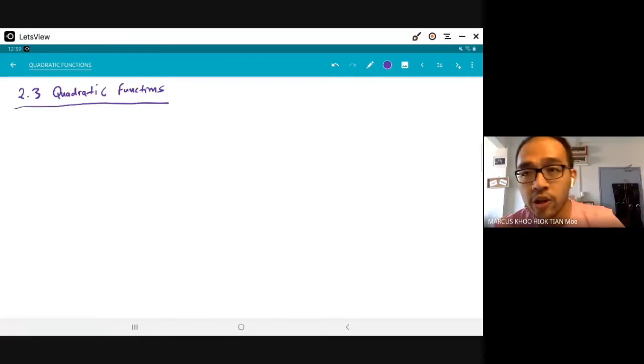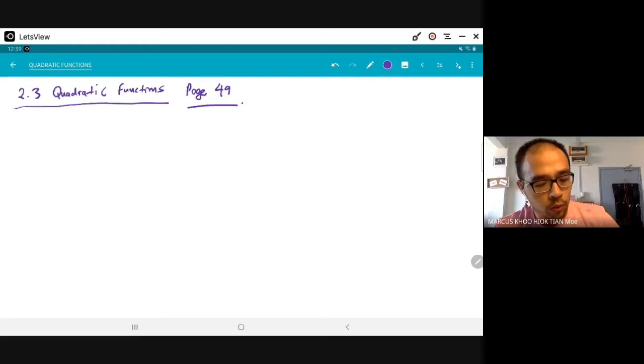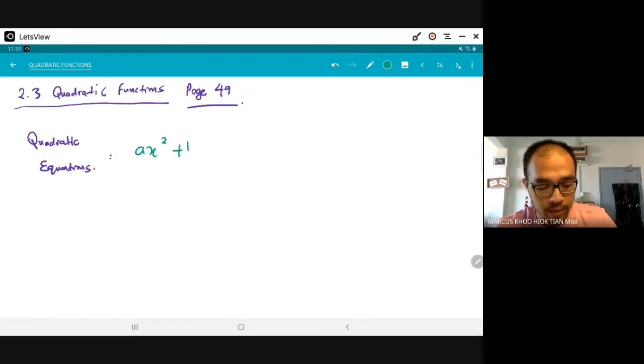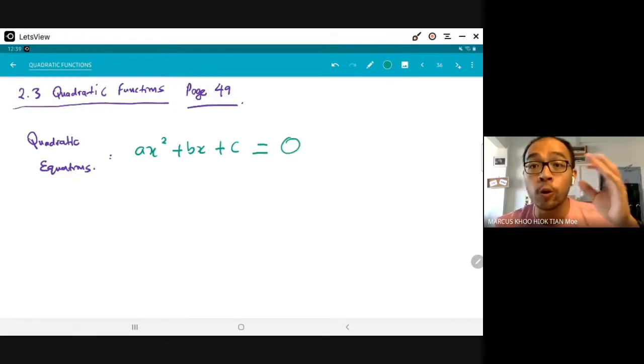Okay, so today we're going to be looking at 2.3, which is quadratic functions. If you have your textbooks with you, turn to page 49. Okay, sebelum ini, we have looked at quadratic equations. So persamaan kuadratik, the general form of a quadratic equation is ax squared plus bx plus c equals to 0. Okay, this is a quadratic equation.